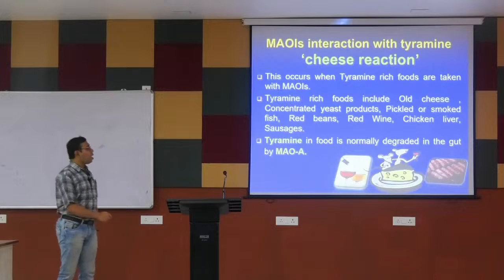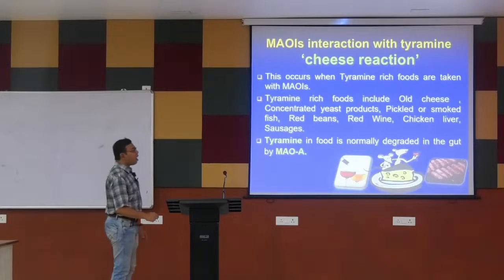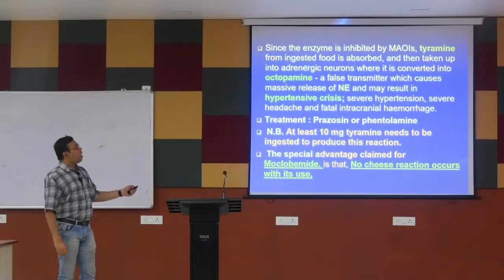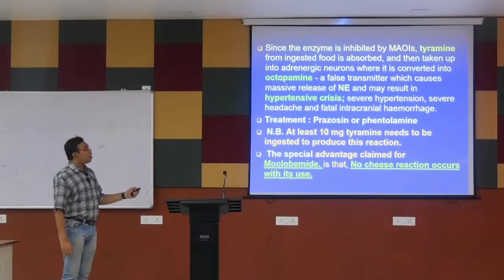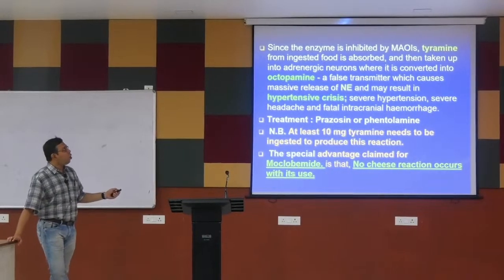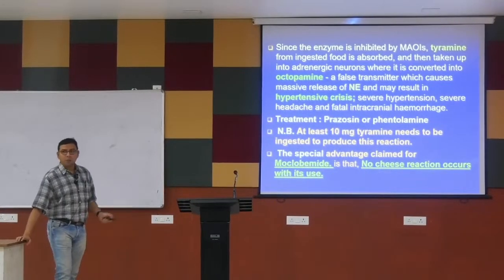Otherwise there may be a problem. So this tyramine in food is normally degraded in the gut by MAO-A, and this tyramine from the ingested food is taken up, and ultimately this is converted to octopamine. This octopamine is a false neurotransmitter which causes massive release of norepinephrine and may result in hypertensive crisis.